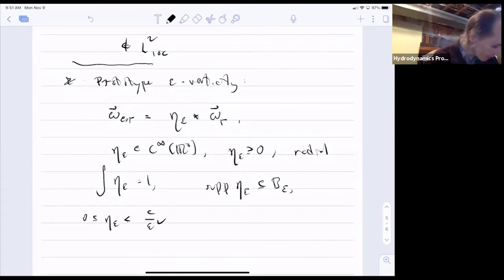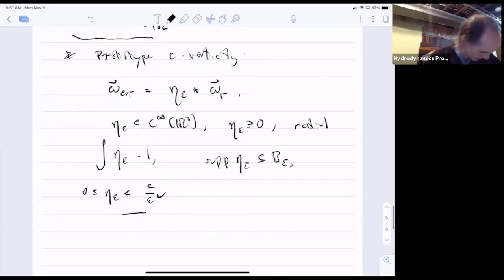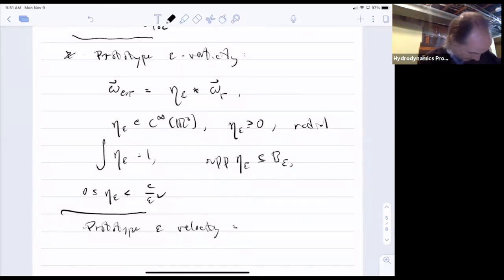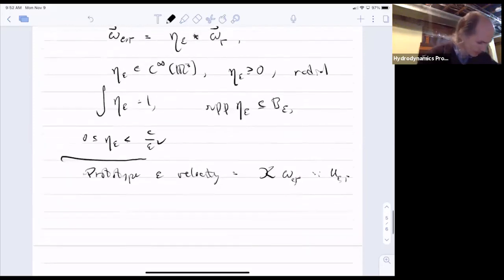Okay, so the prototype epsilon velocity is just the Biot-Savart kernel applied to this omega epsilon gamma, and let's call that u epsilon gamma. Okay, and I want to understand this. I'm sort of repeating some of this from a month or two ago.